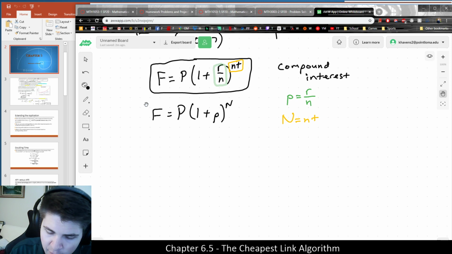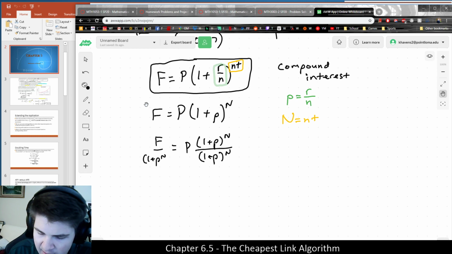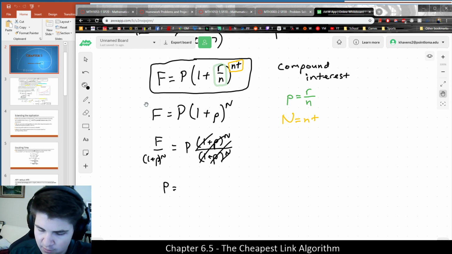So if I want to solve for p there, what I have is p multiplied by 1 plus p to the n. I could divide by 1 plus p to the n on both sides of the equation. And that will, of course, cancel out the 1 plus p to the n on the right-hand side and solve for the principal, or as we call it, present value. But really, P just stands for present value. It's like I want to know, what is the principal given a particular future value?